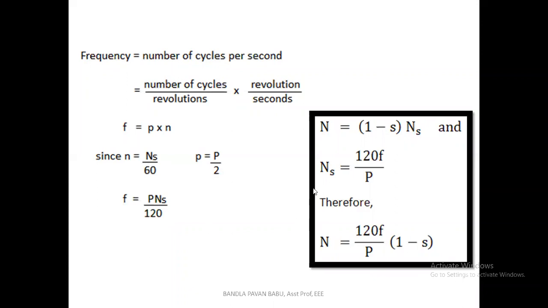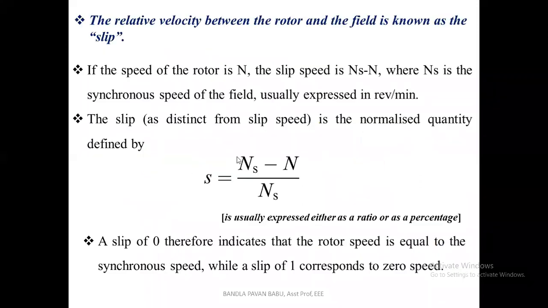Further, look at the right hand side. Here we have highlighted it. This is another way of defining it: rotor speed is equal to 1 minus s into Ns. This is obtained from this equation.